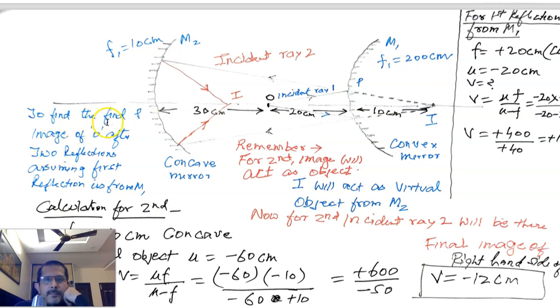Now they are saying to find the point P, image of O after two reflections. So basically they want us to find the image which is named P, and that image is of O after two reflections, and the first reflection is from M1. Now just note down a few things.